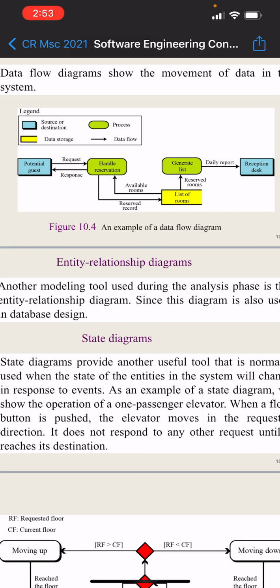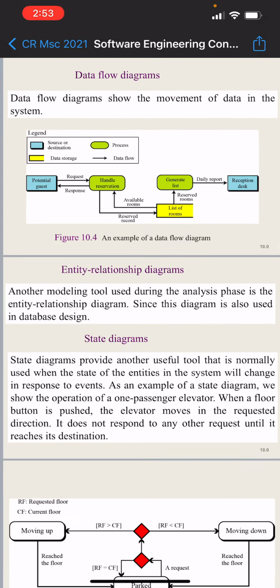The entity relationship diagram is another modeling tool used in the analysis phase. This diagram is also called database design. In this model, all you need to know is that we create different entities in the system, and then with the help of a diagram we find the relationships between these entities.